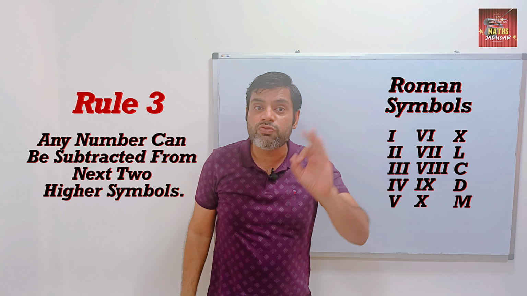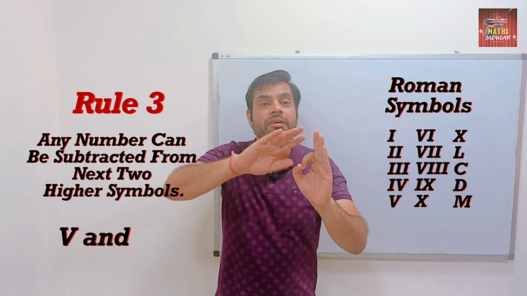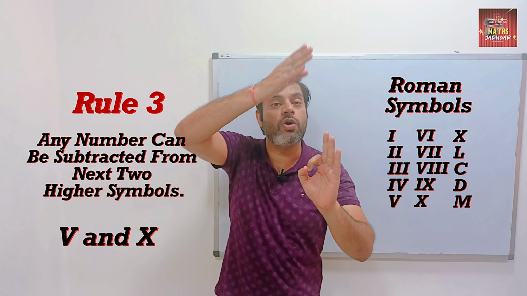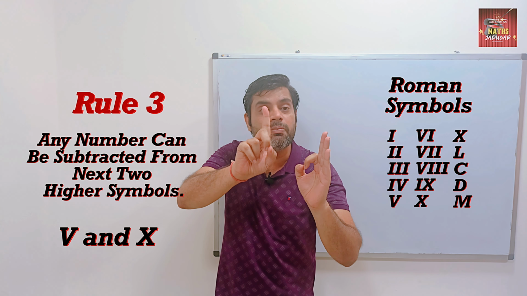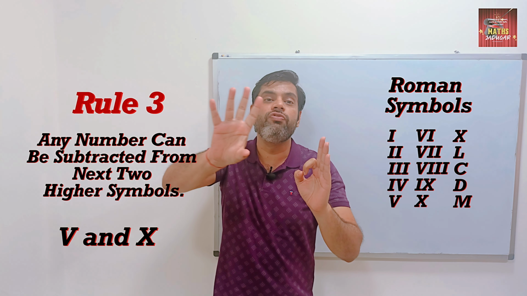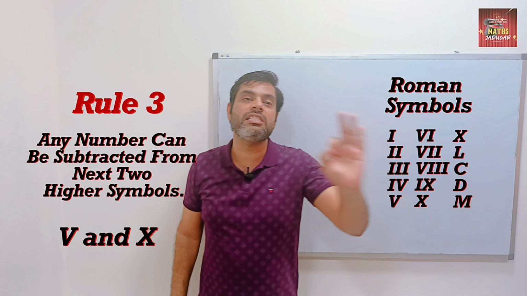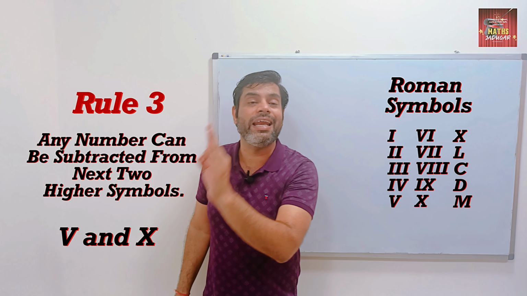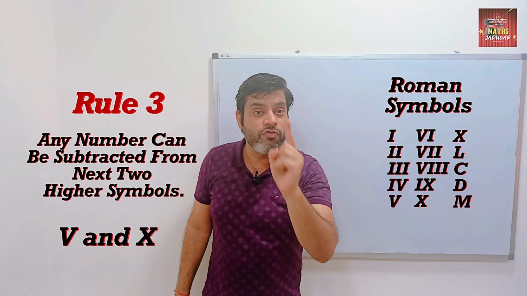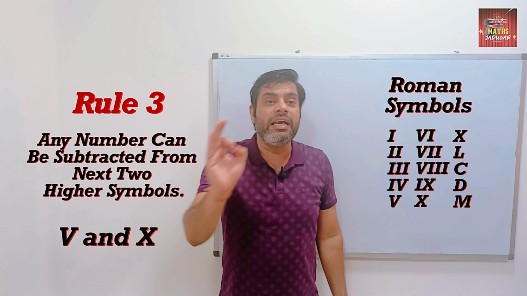Which are the two higher symbols for I? V and X. When I'm talking about higher symbols, I'm not talking about repetition of the same symbol, but the new symbols. So V is one higher symbol, which is for 5, X is for 10. So V and X are the two immediate higher symbols after 1. So I or 1 can be subtracted only from V and X. Mind it. Don't forget it. So I can make 4 and 9 like this.